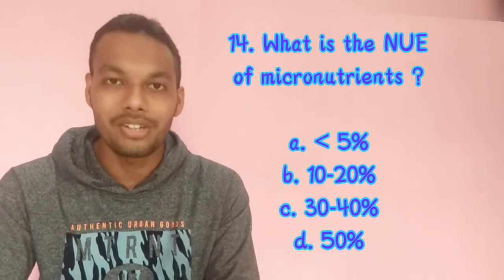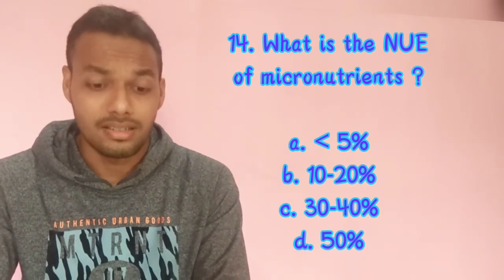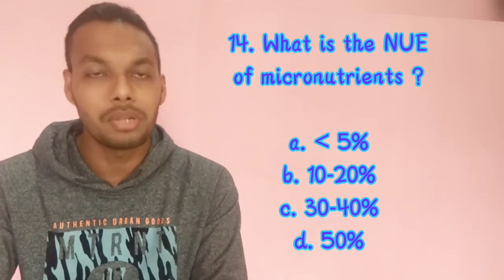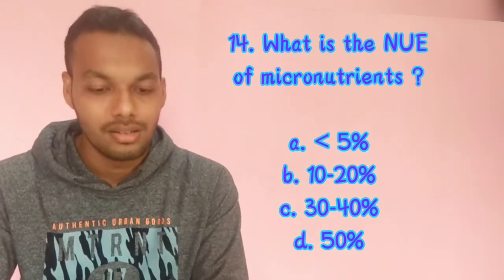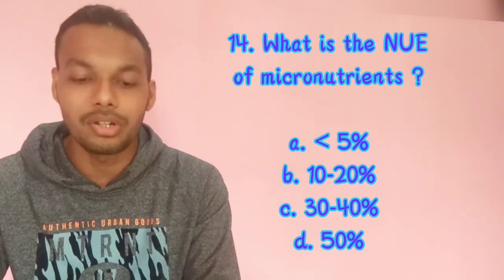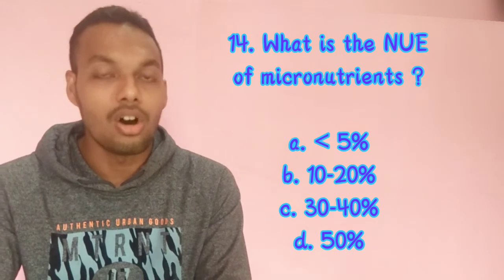What is the nutrient use efficiency of micronutrients, right? Is it less than 5%? Is it 10 to 20%? Is it 30 to 40%? Or is it 50%? Let me repeat the question. What is the nutrient use efficiency of micronutrients? Is it less than 5% or 10 to 20% or 30 to 40% or 50%?